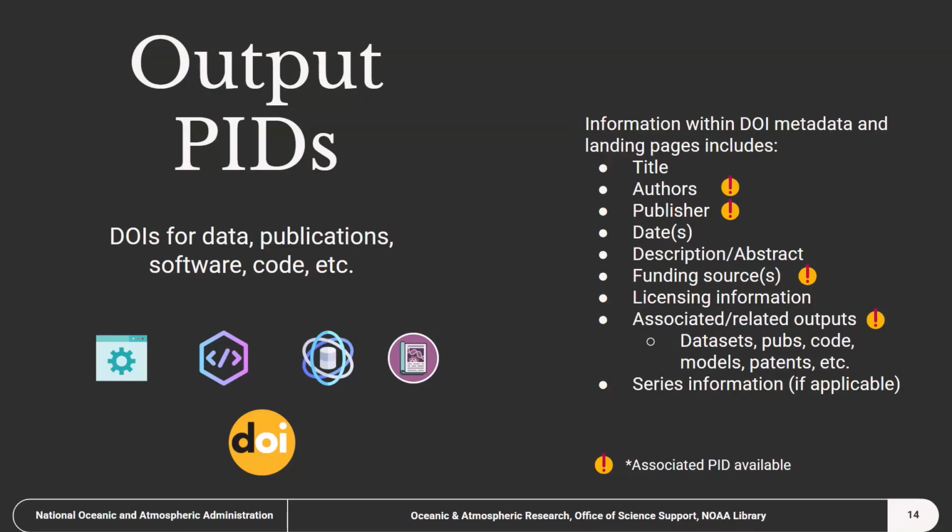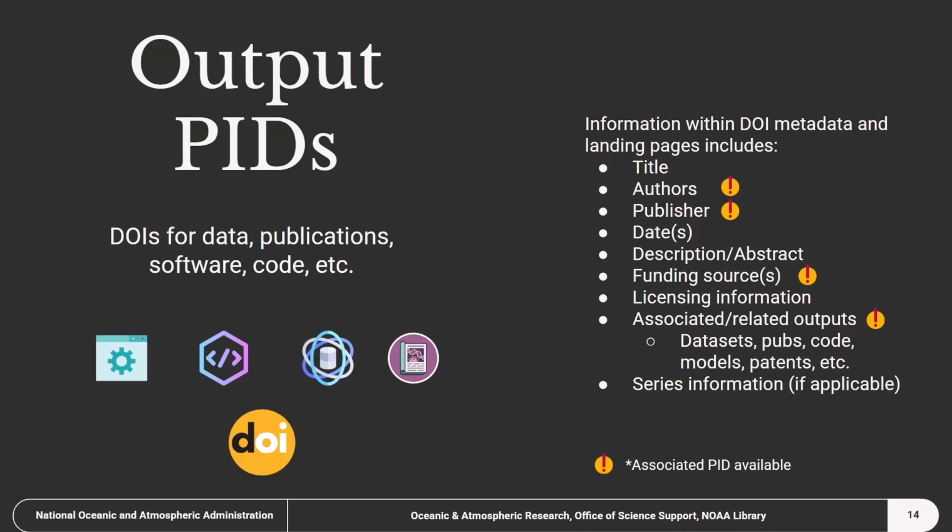So now we get into outputs, publications, software, code, data, patents, right? I'm just going to focus on kind of the four big ones that we're most familiar with. And for outputs, we're talking about DOIs, right? So within the DOI metadata, we're going to include the title of the item, whatever that output is, the authors, that's where we're going to include ORCIDs. The publisher, that's where we're going to include the publisher's ROAR.